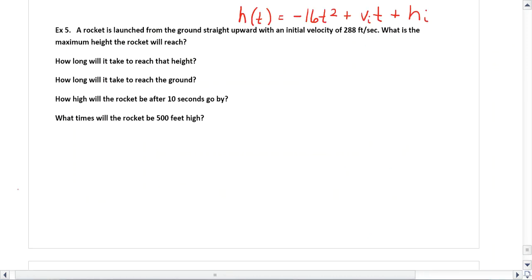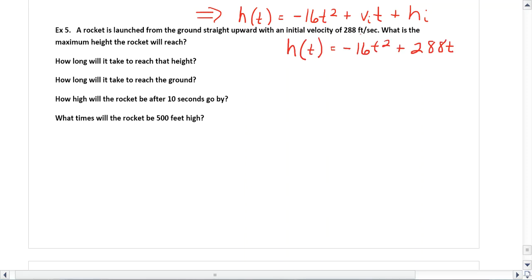All right, 2 examples left. First, a rocket is launched from the ground straight up with an initial velocity of 288 feet per second. What is the maximum height the rocket will reach? So I wrote the equation we use, with gravity pulling the object down, initial velocity pushing it up. And when we see the maximum height, we know this is a vertex problem, but this is a whole lot more than just a vertex problem.